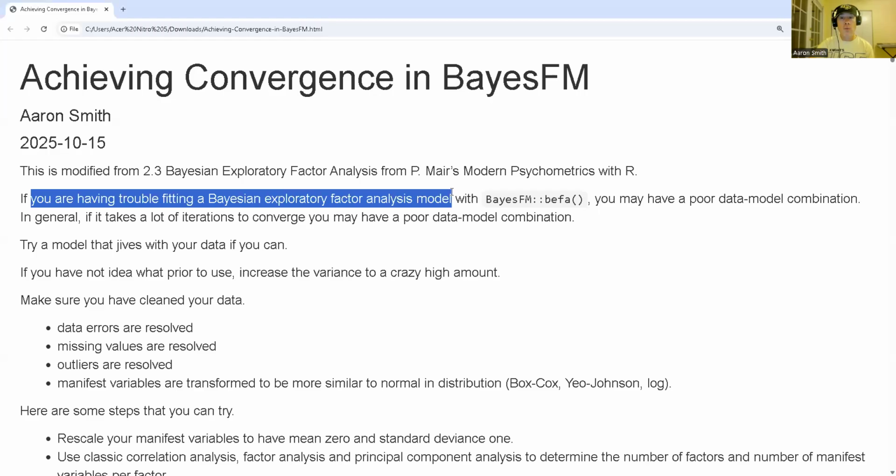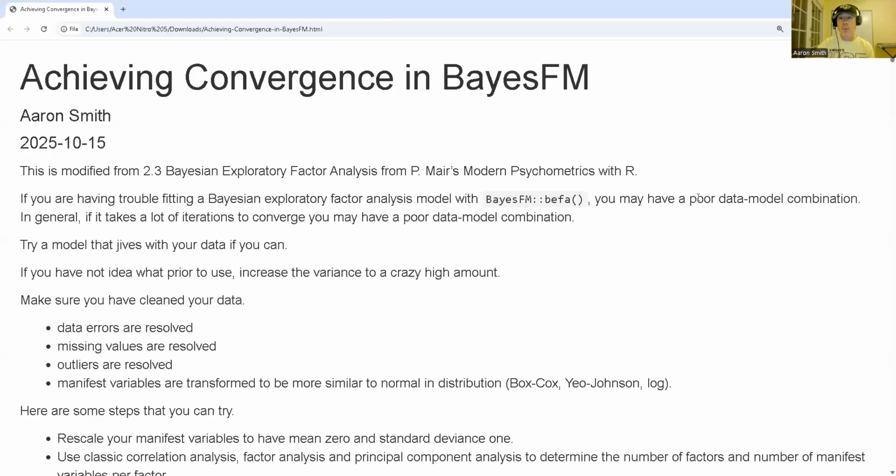exploratory factor model to converge, you probably have a poor data model combination. That just means that more than likely what you believe to be true about the situation doesn't match what the data is saying. This algorithm is going to be like a heat-seeking missile. It is going to work as hard as it can to get the best fit that it can. But if it's getting conflicting signals, it's not going to be able to land on one. If the data and the model agree with each other, it's going to converge much, much faster. So that's something to think about.